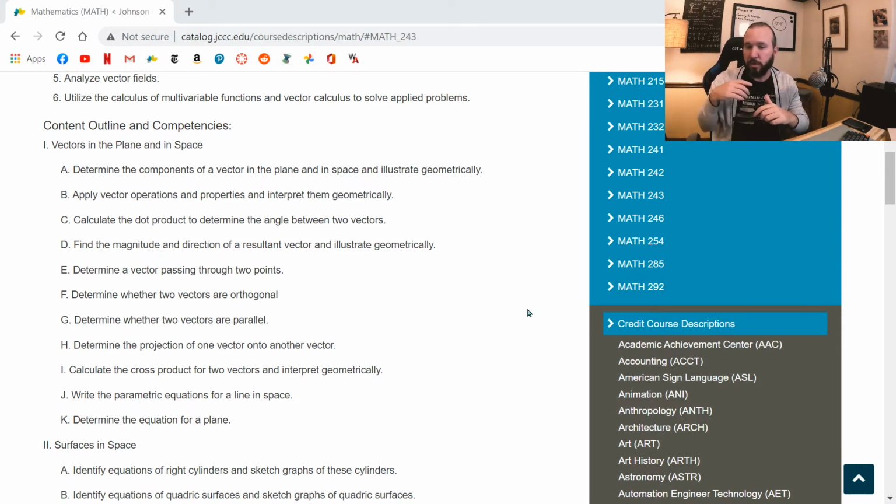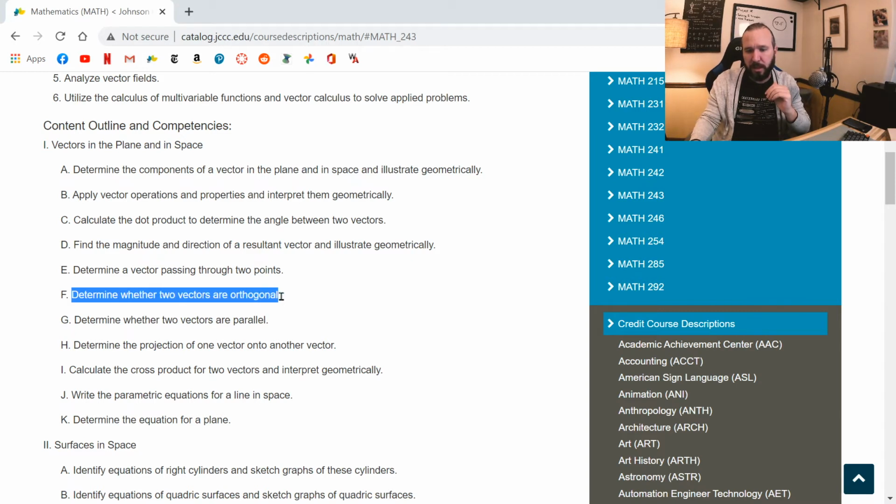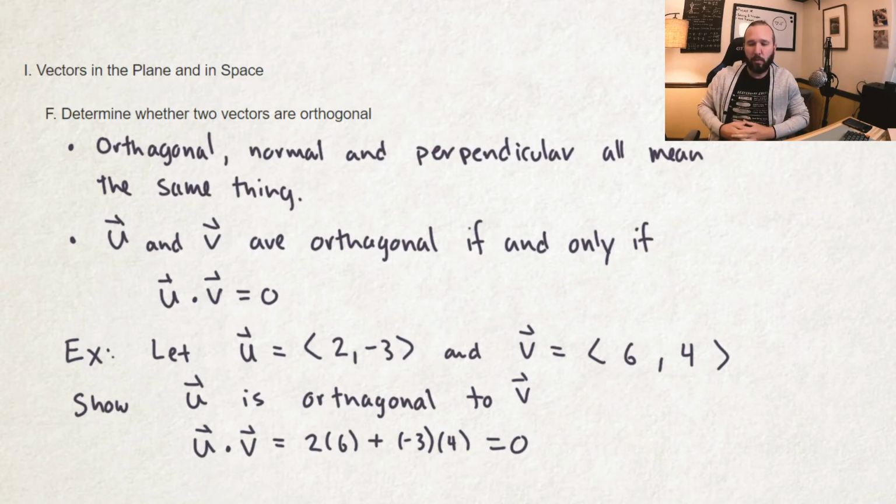After you do that, we're just going to write down any important definitions or concepts and then make up a little example problem to solve. You're going to need to do all the ones that show up on the test. I'm going to do as an example here competency 1F, determine whether two vectors are orthogonal. Competency 1F is about vectors in the plane and space, and we're asked to master the competency of determining whether or not two vectors are orthogonal.